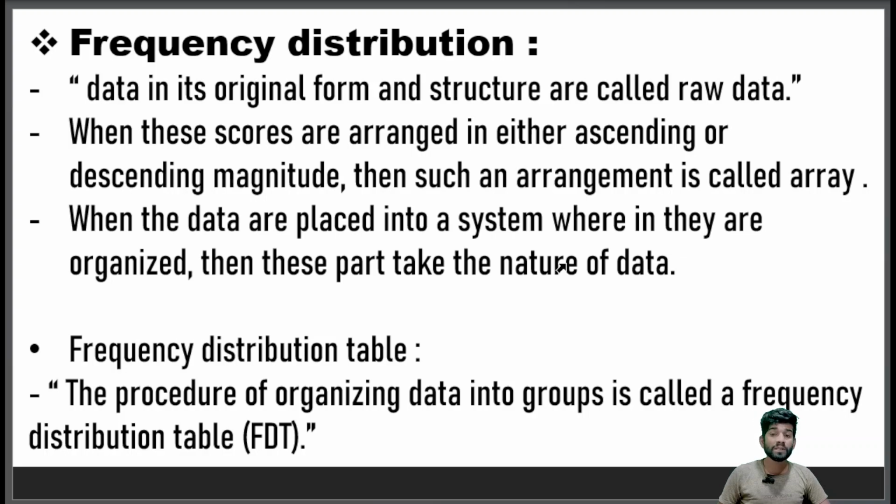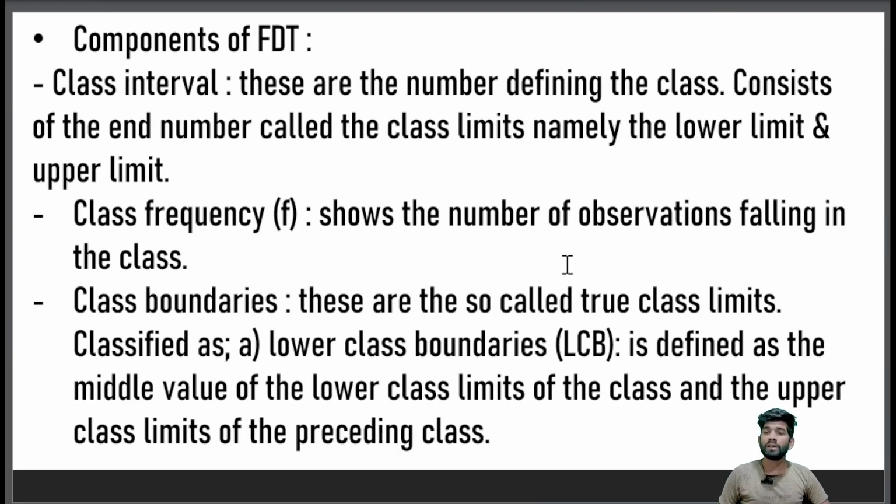Then the frequency distribution table, under frequency distribution only. The procedure of organizing data into groups is called a frequency distribution table, FDT. The components of FDT: the first one is class interval, which is the number defining the class. It consists of two numbers called the class limits, namely the lower limit and the upper limit. The second component is class frequency, f, which shows the number of observations falling in the class.